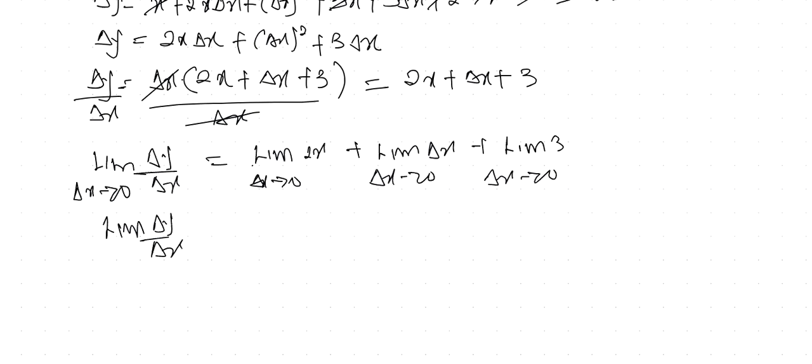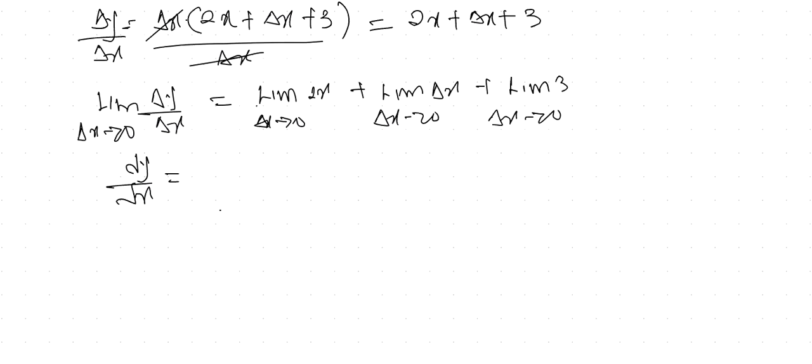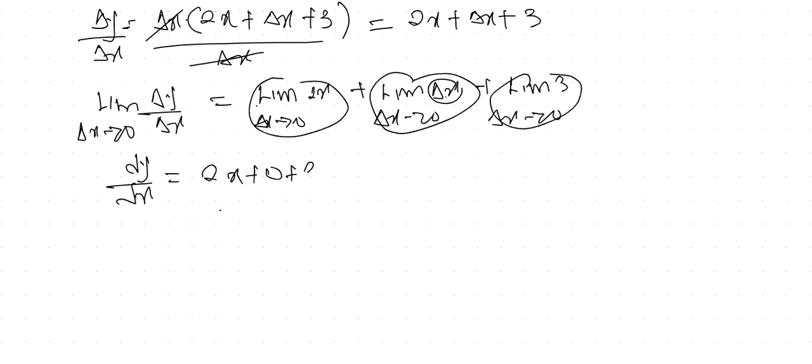Then once you take the limit, this will give you dy/dx, which is equal to, if you take the limit of this one, 2x. If you take the limit of this one, it's going to be 0, because if you put 0 here, it becomes 0. Then the limit of 3, which is a constant, is that constant. Then it's going to be 2x plus 3. So this is your answer.